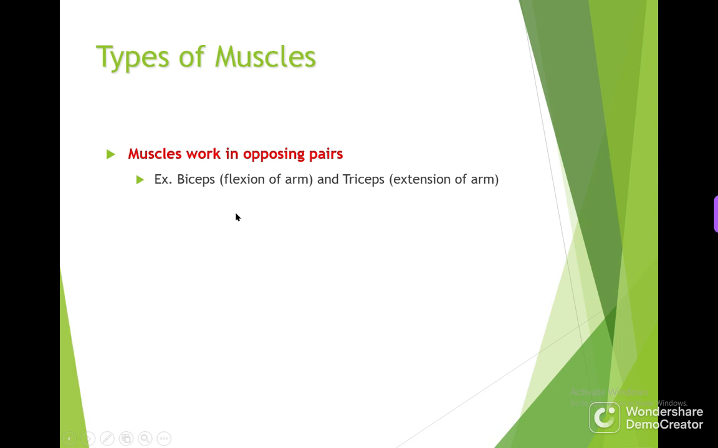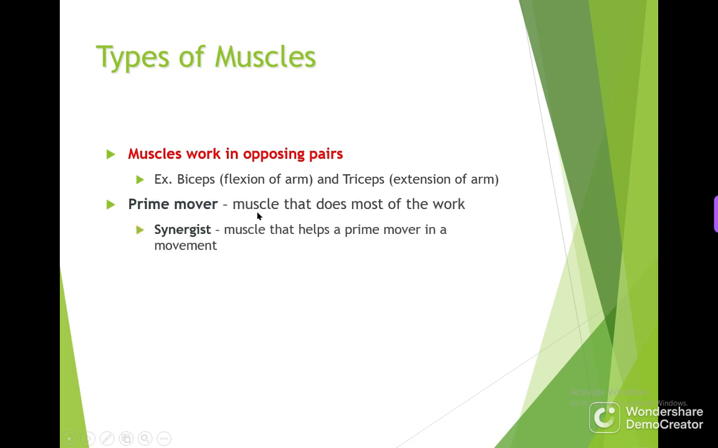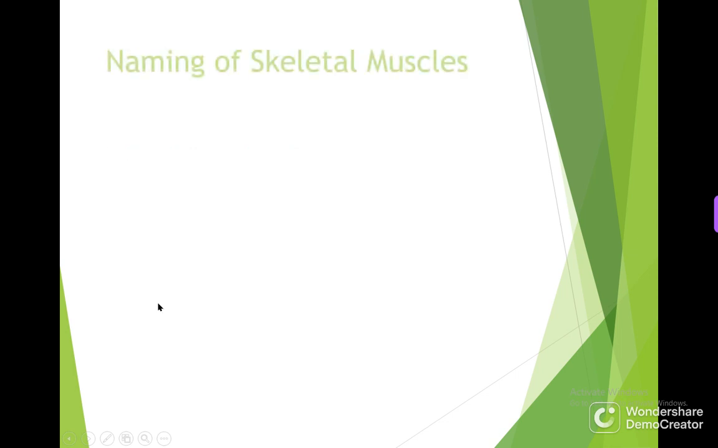So one is what is called agonist, one is antagonist. The prime mover muscle that does most of the work. Synergists are the muscles that help the prime mover in the movement. Antagonists are the muscles that oppose or reverse the prime mover. In this fashion, the sustained contraction occurs and the movement is possible.